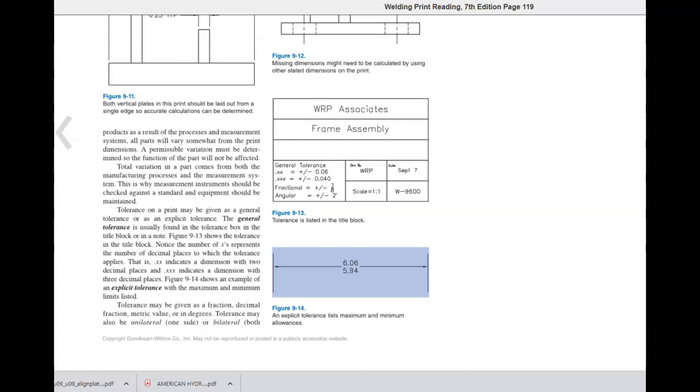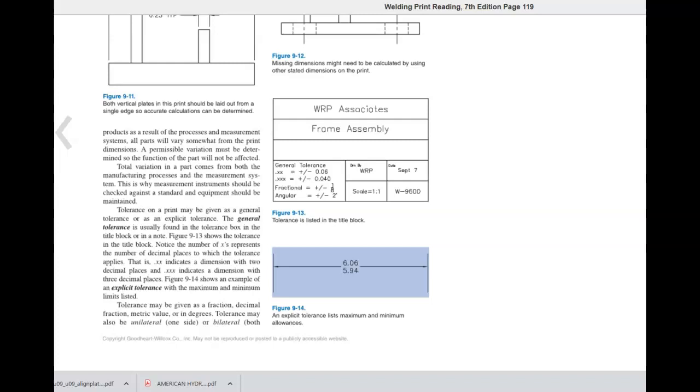Total variation in a part comes from both the manufacturing processes and the measurement system. This is why measurement instruments should be checked against a standard and equipment should be maintained. Tolerances on a print may be given as a general tolerance or as an explicit tolerance. The general tolerance is usually found in the tolerance box in the title block or in a note. Figure 9-13 shows the tolerance in the title block.